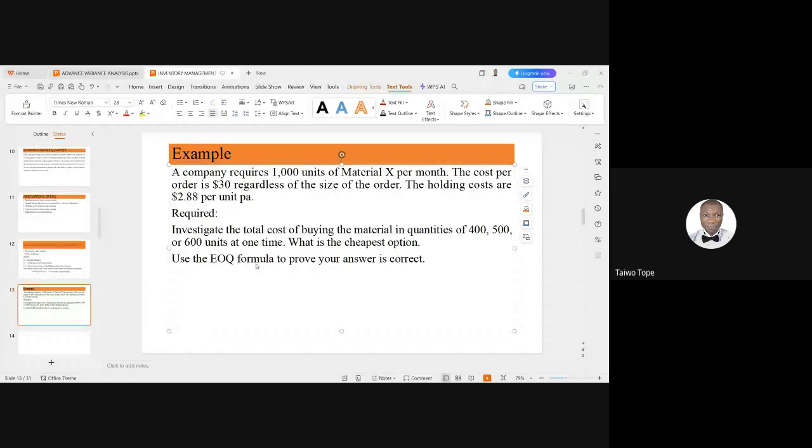It is when we know the total cost that we will now use the formula to confirm our results.